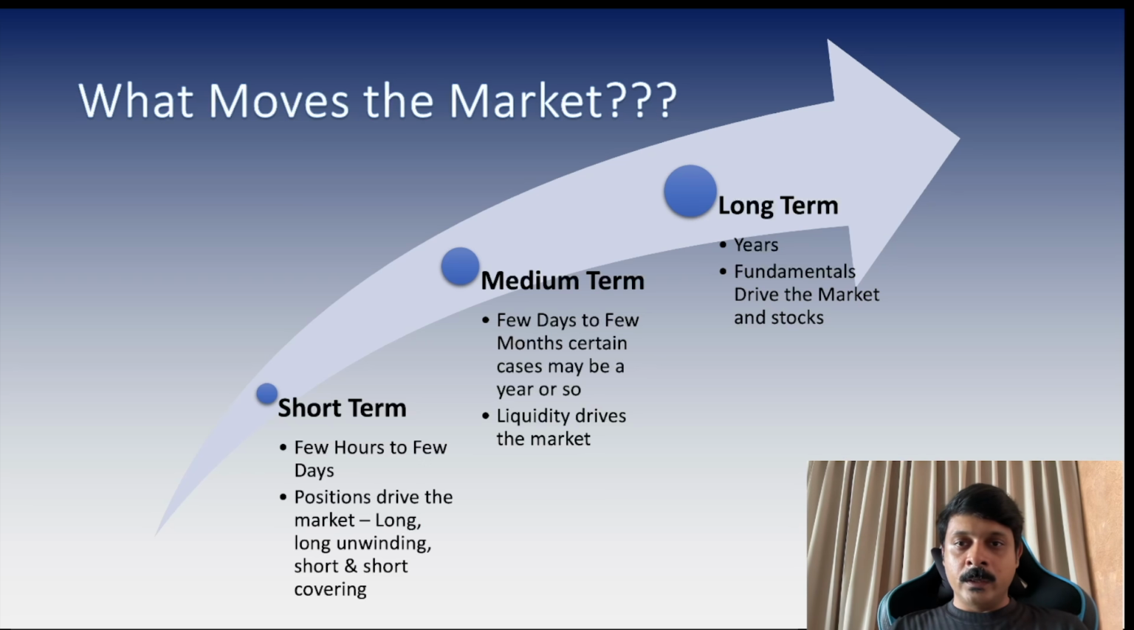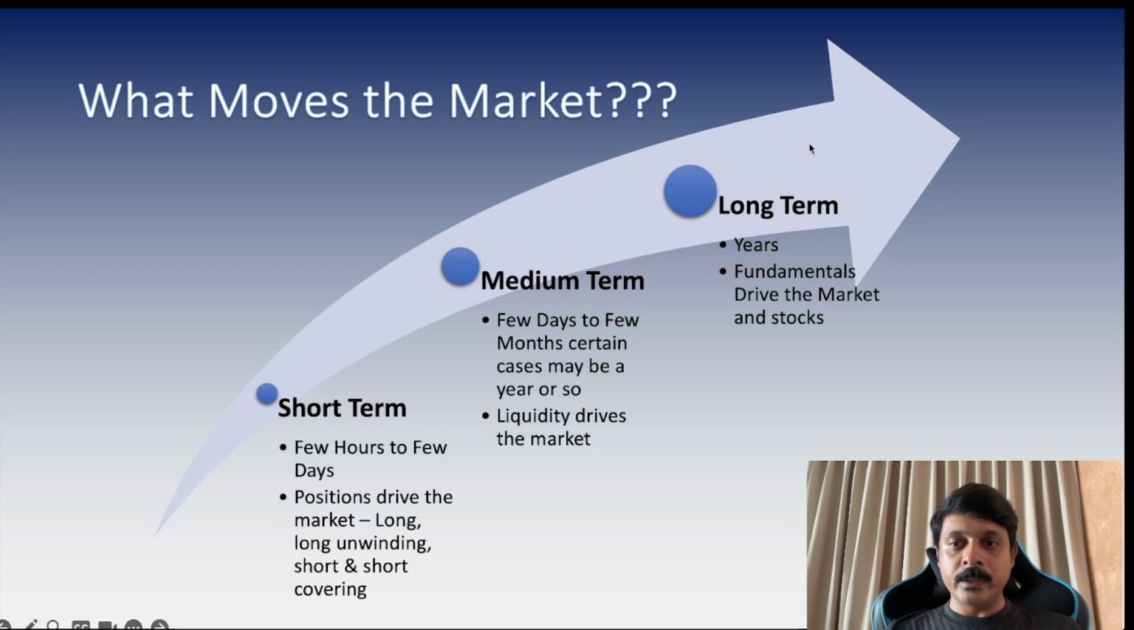Okay, so I divided the market into 3 time frames. Not just me, everybody does that: short term, medium term, and long term. Maybe this time frame differs for most people, but for my kind of trading, I consider short term as a few hours to a few days. But for a long term investor, short term can mean a few months or even a few years. But for my trading style, it is a few hours to a few days. And medium term is maybe a few days to a few months. It can be a year also, or even more in certain cases. Long term, it is years.